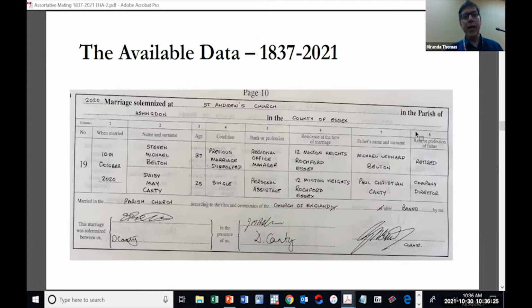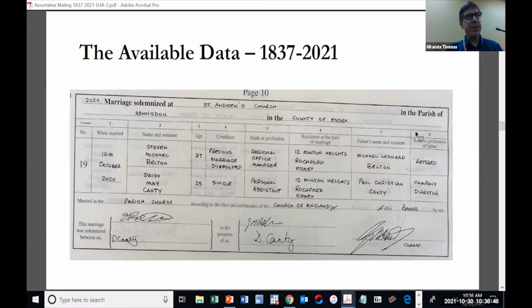And we have for Britain an amazing source of available data, which is there's 106 million marriage certificates in government records from 1837 to 2021. We have access to about 1.7 million of these. And so we have an enormous set of data.